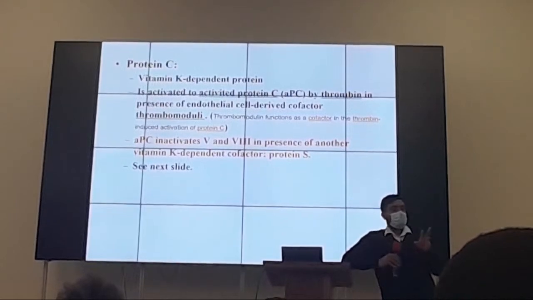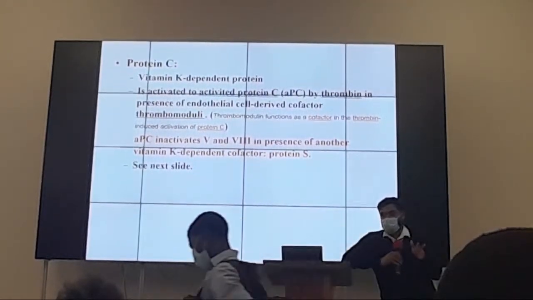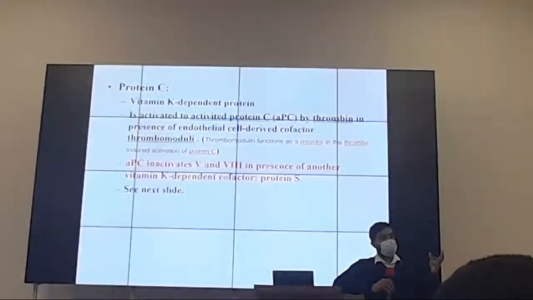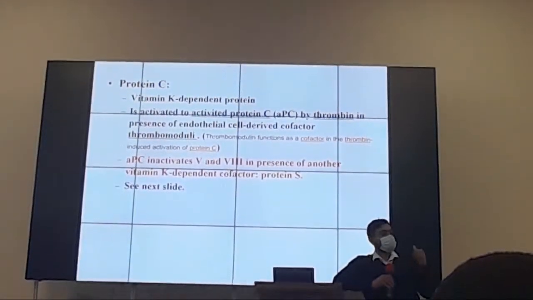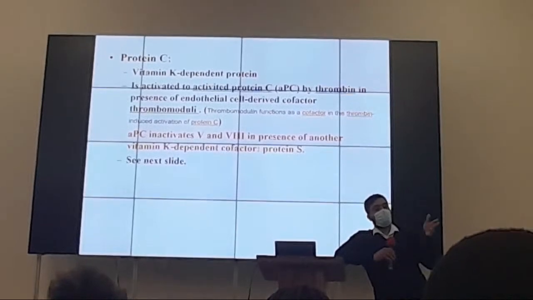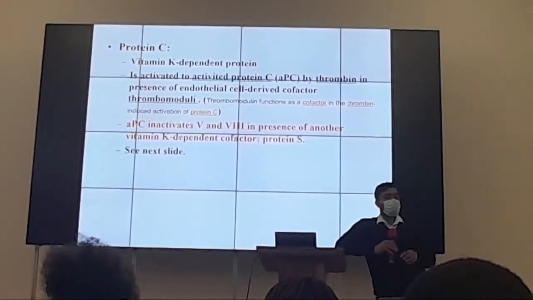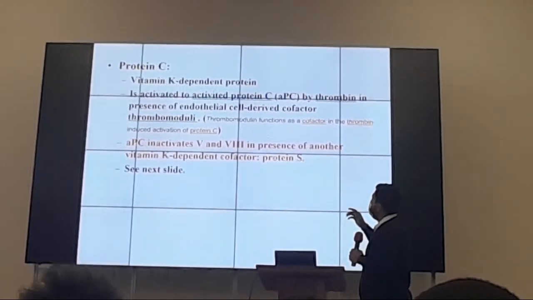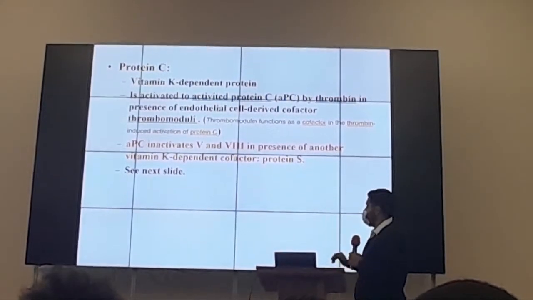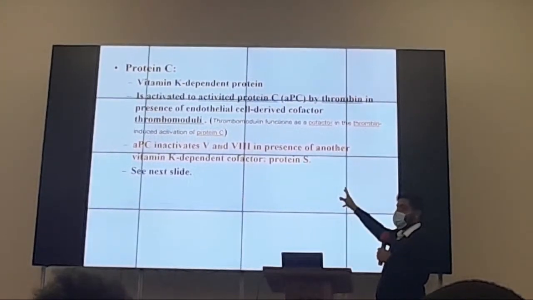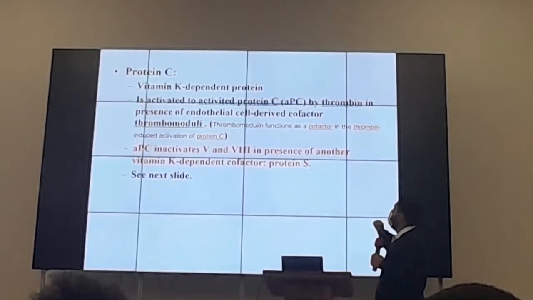Because we're saying that in the presence of factor 5 and factor 8 is when the entire clotting cascade is accelerated, isn't it? So the inhibition of factor 5 and factor 8 becomes a very important anti-clotting mechanism, right? So let's see how it does so. By the way, protein C is a vitamin K-dependent protein. We'll talk about this very soon.